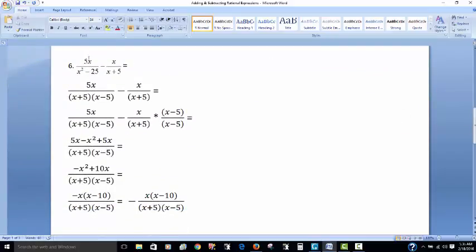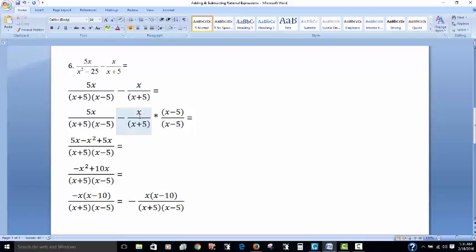We have 5x over x squared minus 25 minus x over x plus 5. Again, we have different denominators, but we notice the x squared minus 25 is a difference of squares, and that can be factored. That basically factors to be x plus 5 times x minus 5. So the denominator here is x plus 5 times x minus 5, and the denominator here is x plus 5. So notice we're missing an x minus 5 in the denominator here.